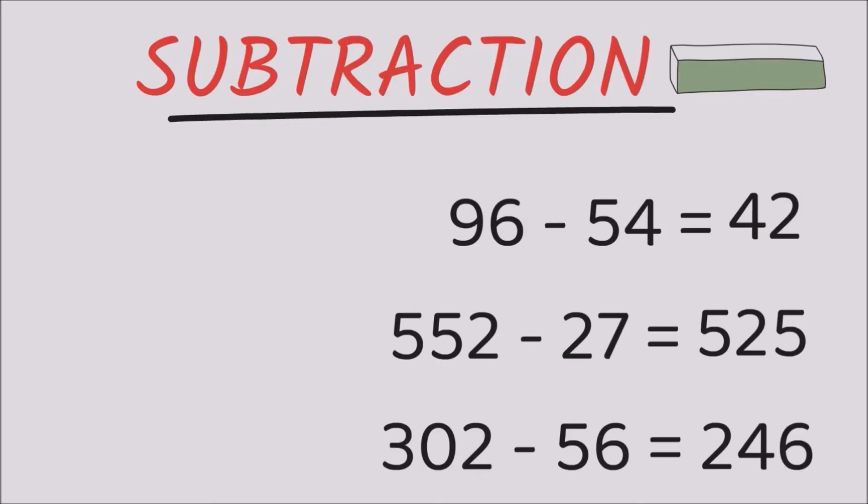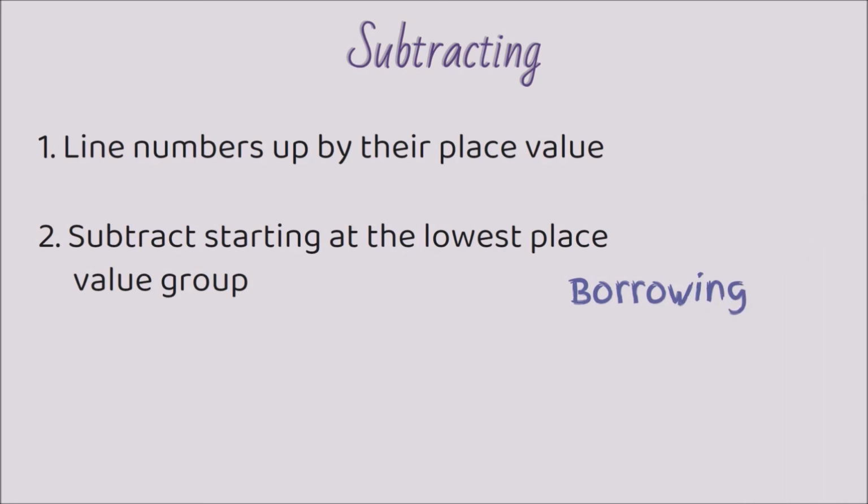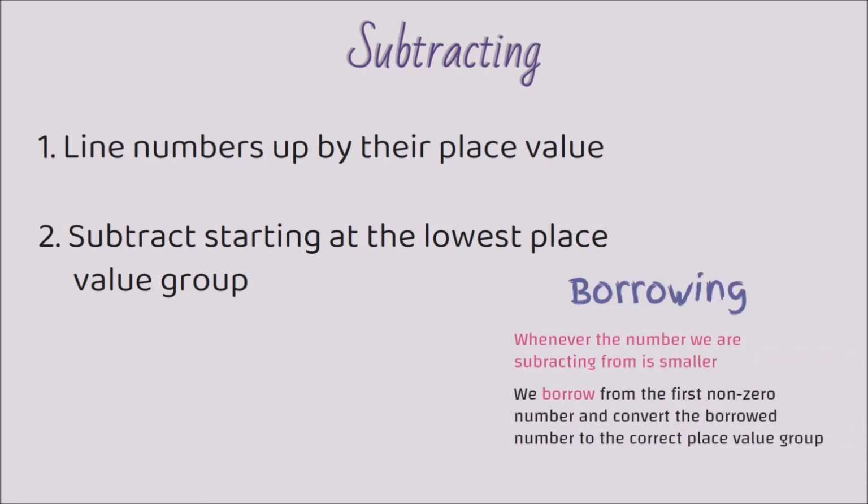Let's try to explain the concept of borrowing in more detail. So, when we're subtracting place value groups, right, and the number we're subtracting from is smaller, we borrow from the first non-zero number and convert the borrowed number to the correct place value group as we go along. It might look like a bunch of crossing out and a bag of confusion, but all we're really doing is rearranging some of our place value groups so that we can subtract successfully.